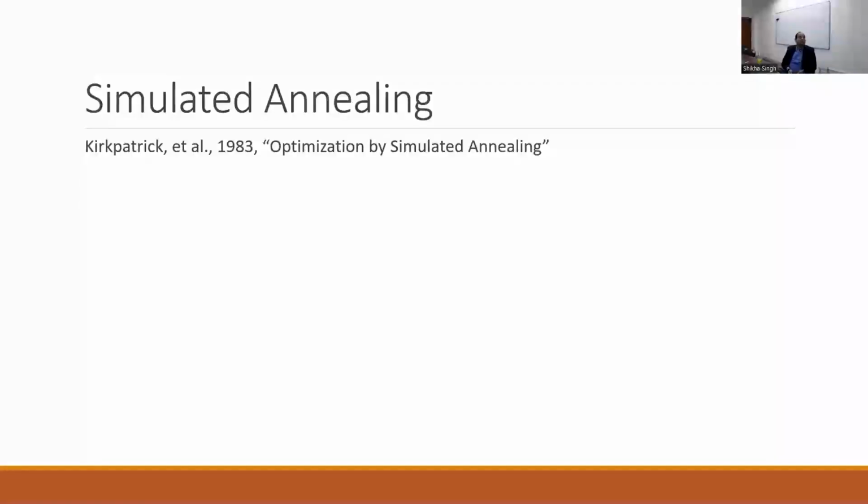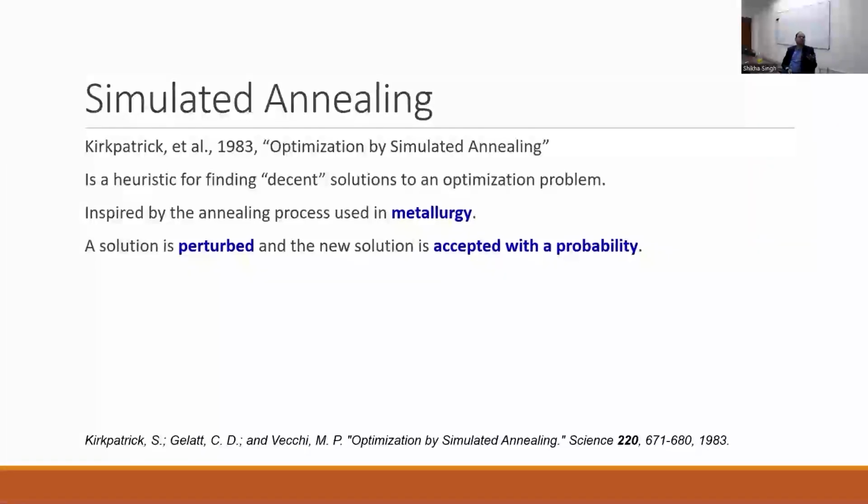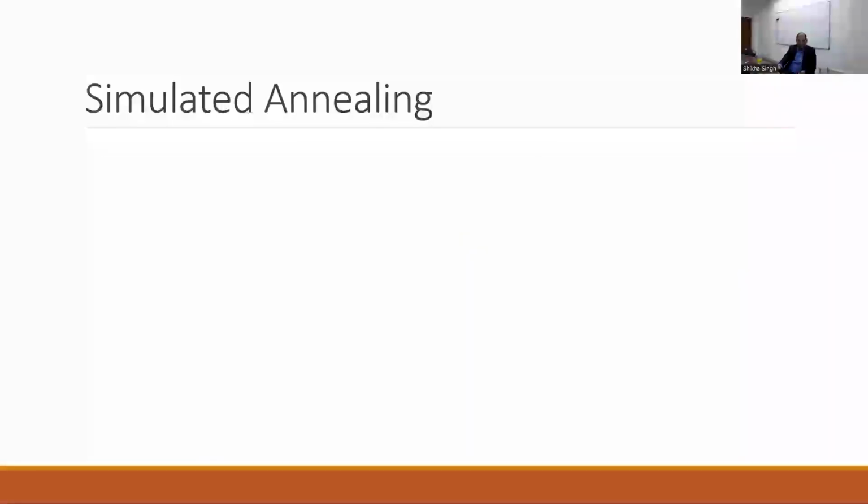Okay, so the next one is simulated annealing. This came out in 1983. It's a heuristic for finding decent solutions to an application. Similar to other heuristics, it may not find the best solution, but it can find close to good solutions, right? So this is inspired by the annealing process used in metallurgy. We perturb a solution, we take a solution, we move it to add variation just like we would in any other heuristic. And then we accept a new solution with a given probability.